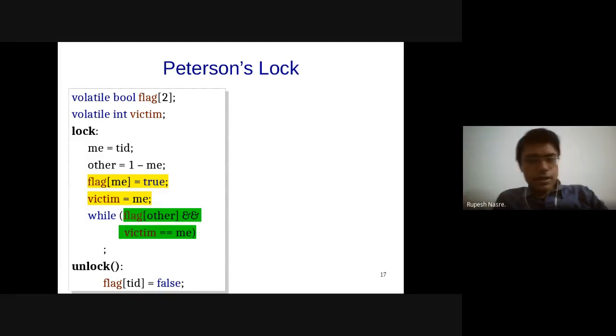So we looked at two-thread synchronization, which was Peterson's lock. Then we looked at n-thread synchronization, which was Bakery's algorithm. And then we had some doubts about whether the order of statements matters in Peterson's lock, that is the two-threaded version. And we had some discussion and so on.